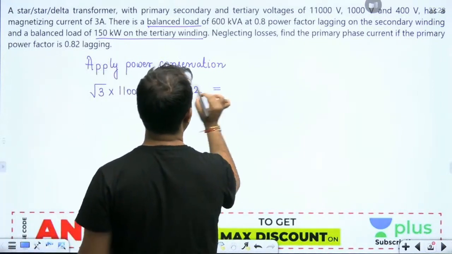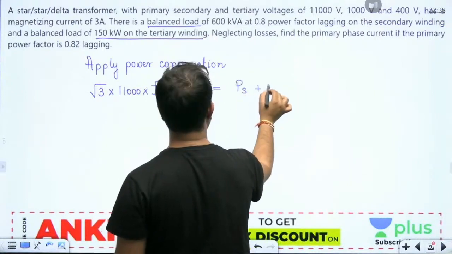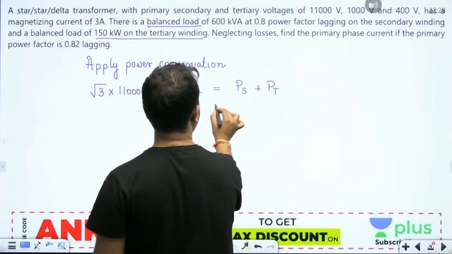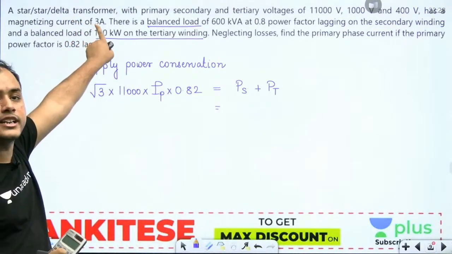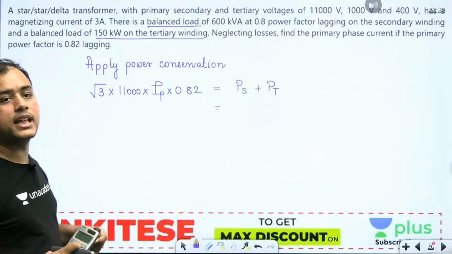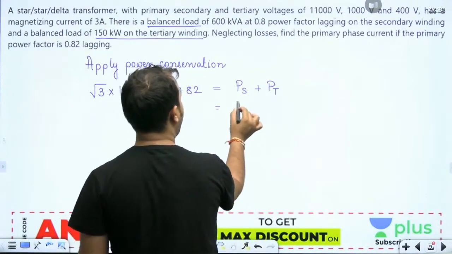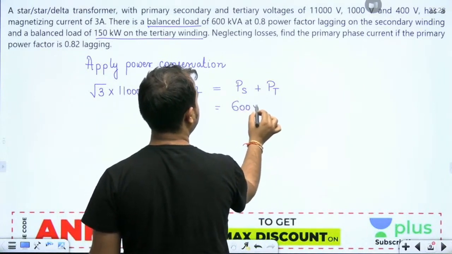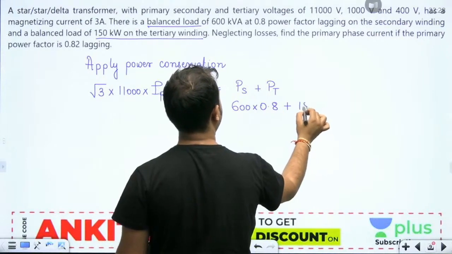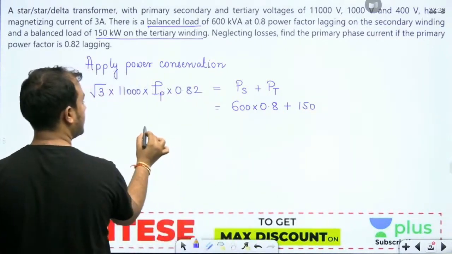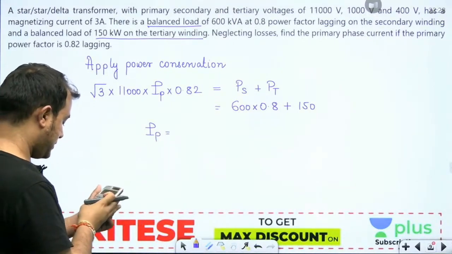What about the real power of the load? The real power of the load will be PS plus PT. Magnetizing current does not consume any real power. That only consumes reactive. I am balancing the real power, so I don't need to consider I mu. Secondary real power is 600 into 0.8, S cos phi. Tertiary real power is 150. So what is IP?